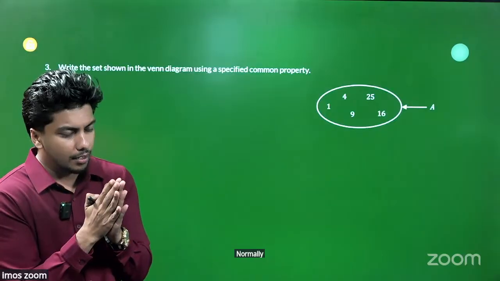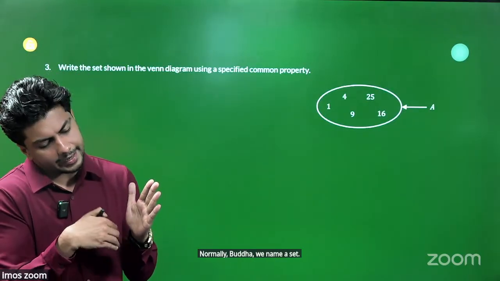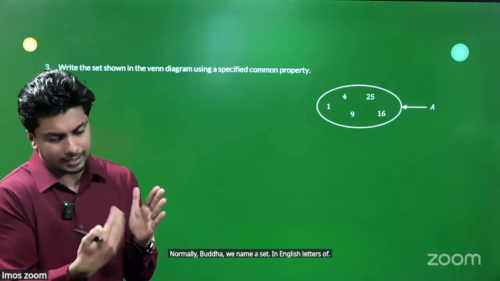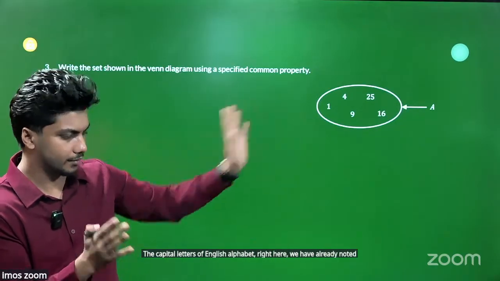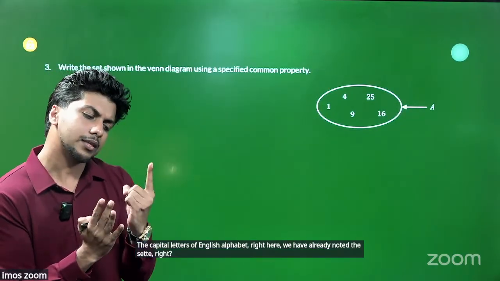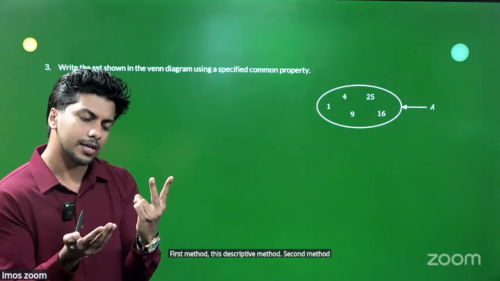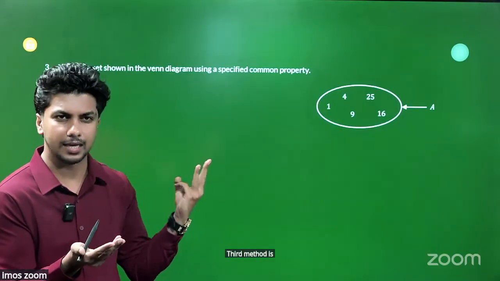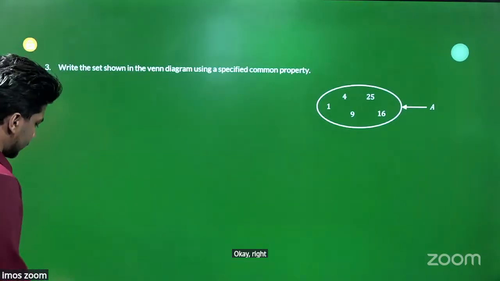Normally, son, we name a set in the capital letters of the English alphabet. Here we have denoted the set A. First method is descriptive method. Second method is element listing method. Third method is Venn diagram. There is another method, set notation. So what are the elements here?